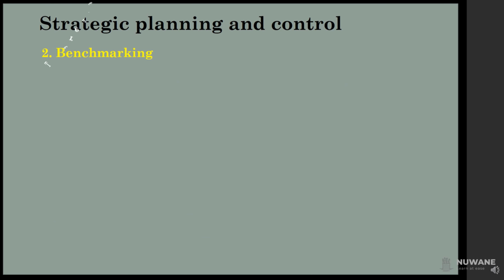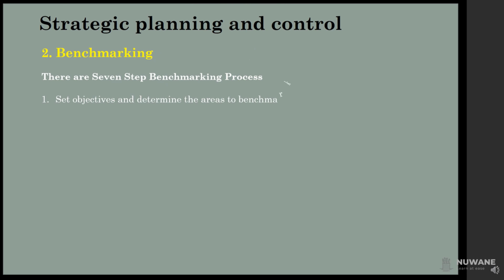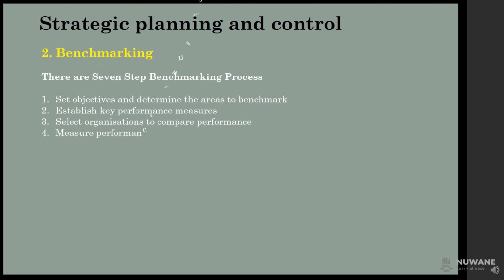Benchmarking. There is a 7 step process for benchmarking. Now we talk about these steps. Number 1, set objectives and determine the areas to benchmark. Number 2, establish key performance measures. Number 3, select organizations to compare performance. Number 4, measure performance, own and others. Number 5, compare performances and identify gaps. Number 6, design and implement an improvement program.